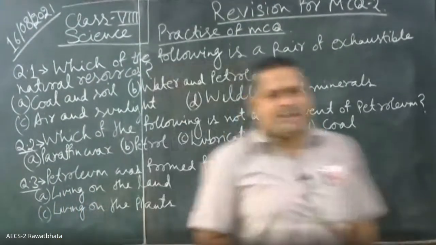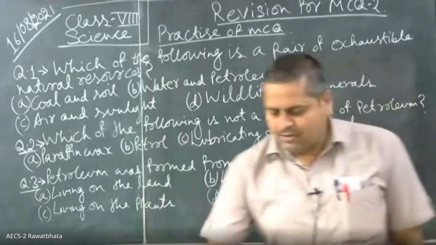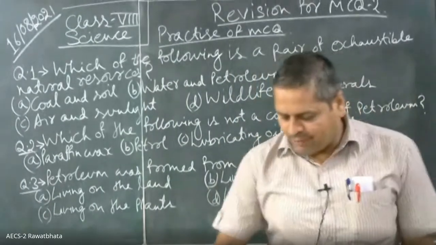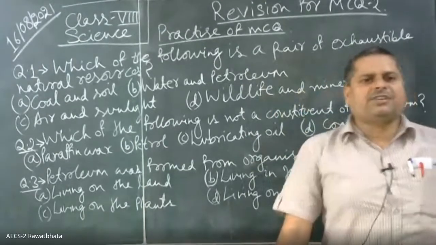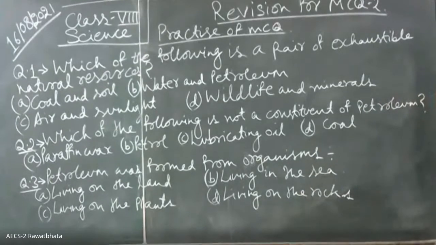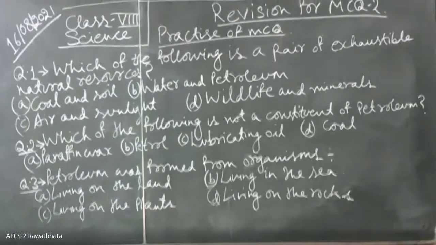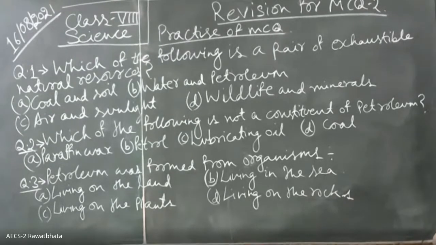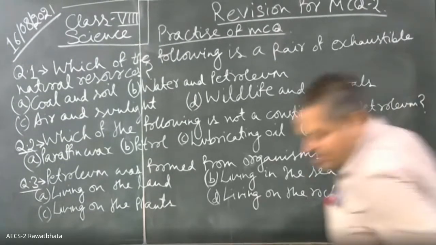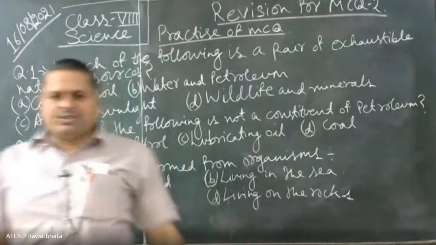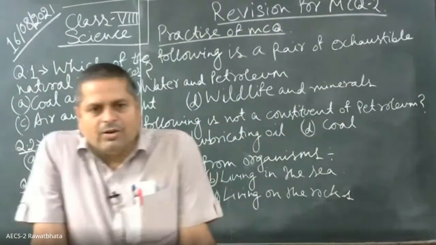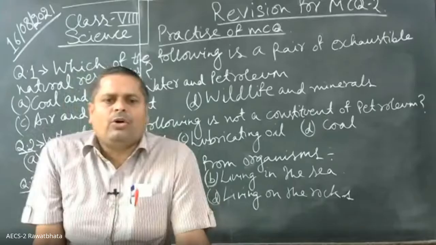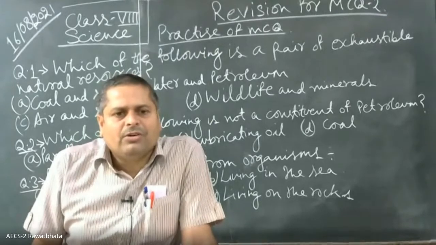Okay, children, so these questions, have you noted, all of you? Have all of you noted these questions? These three questions? Not the last one, sir. Okay. Petroleum was formed from organisms A, living on the land, B, living in the sea, C, living on the plants, D, living on the rocks. Now, the first question, who is going to answer? No one should speak now.